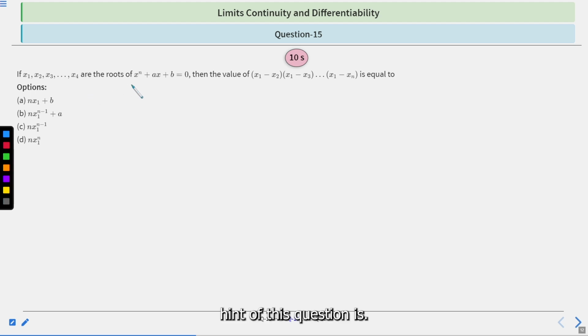See, one hint of this question is, since x1, x2, x3, till xn are roots of this equation, this can be written as (x minus x1) into (x minus x2) into (x minus x3), like this, right? And we can divide by (x minus x1) both sides and put limit x tending to x1 on the left hand side and limit x tending to x1 on the right hand side, and we can solve this question, right? So after 10 seconds, we will discuss the solution.